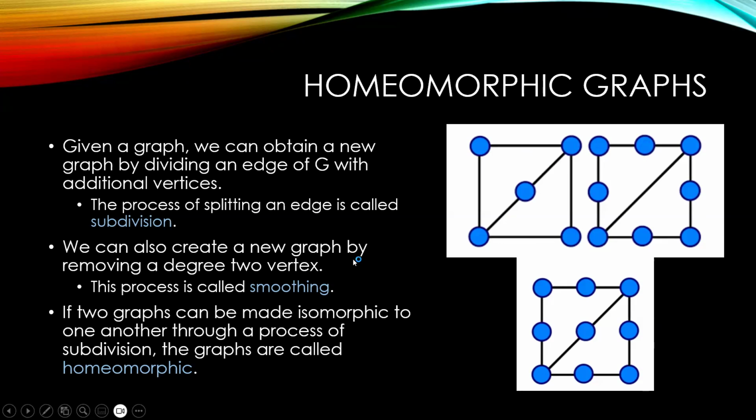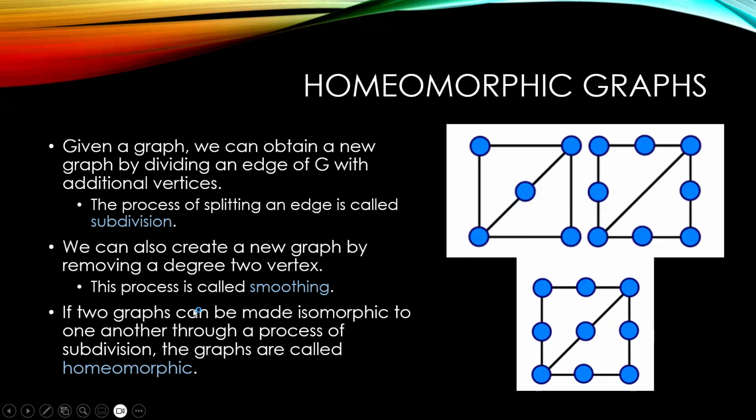We can also create a new graph by removing a degree 2 vertex. If we look at the center here of this upper left graph, this vertex is degree 2. If we wanted to, we could remove it, and this would be a process called smoothing. We would create a new graph, but we're allowed to do that. And if we do, we get graphs which we consider homeomorphic.